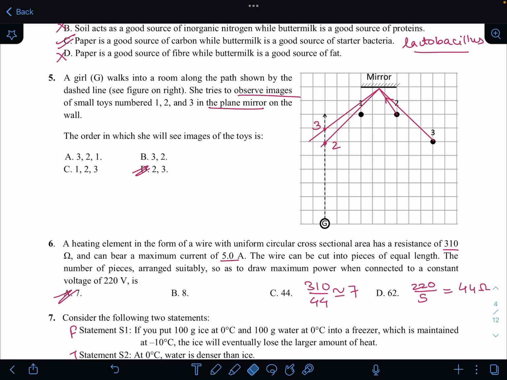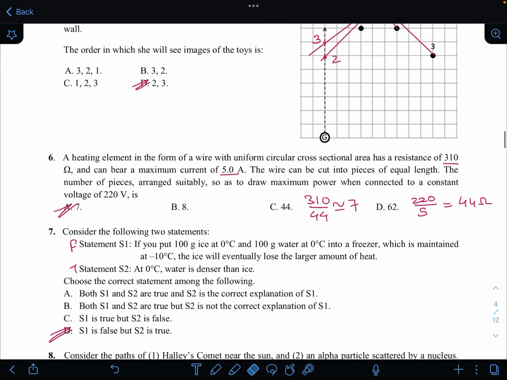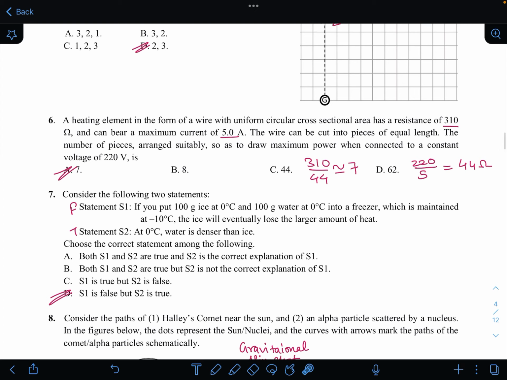Okay, now let us move on to the sixth question. A heating element in the form of a wire of circular cross-section area has a resistance of 310 ohms and it can bear a current of 5 amperes. Then the wire can be cut into pieces of equal length. Now tell me how many pieces of wire should I break it into so as to make the maximum power draw.